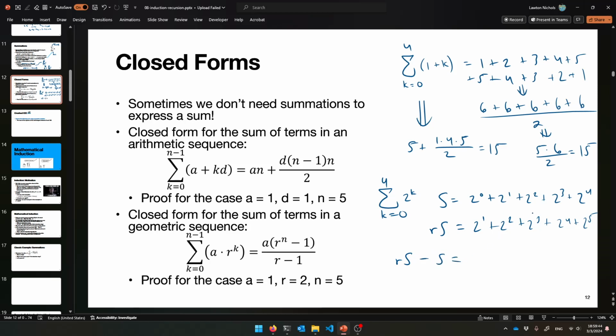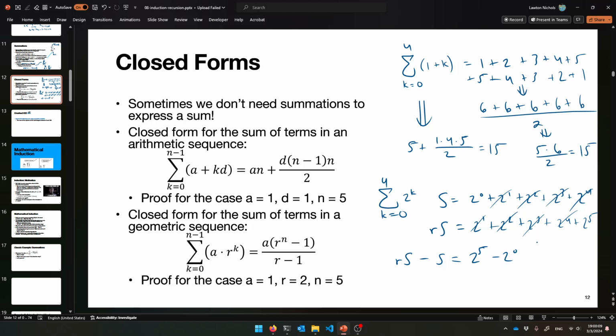Do you see how, if you take this and subtract this from it, the minus 2 to the 1 cancels, minus the 2 to the 2 here cancels, 2 to the 3, 2 to the 4, those cancel, and it leaves these two terms. It's 2 to the 5th, because that's from the first, the r times s, minus this one, because we were subtracting this thing, minus 2 to the 0. So that is your closed form.